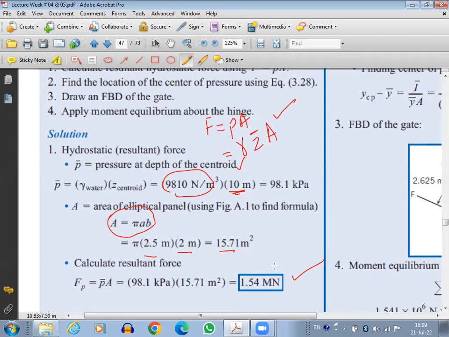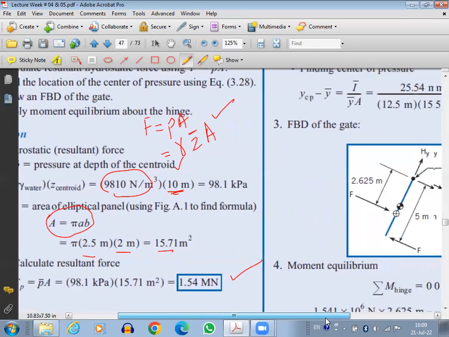But where is it applied? It is applied at the center of pressure. Now, where is the center of pressure? This is not a horizontal plane. If it was a horizontal plane, then it would be exactly at the centroid. But this is an inclined surface, so it will not be the centroid. It will be the center of pressure. So for this, I have to use this formula.